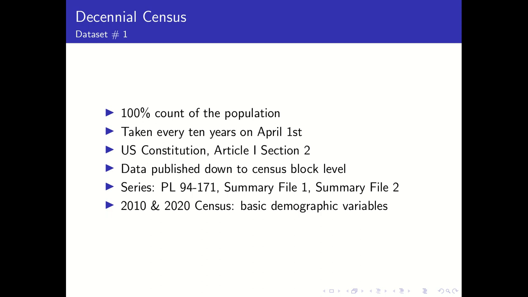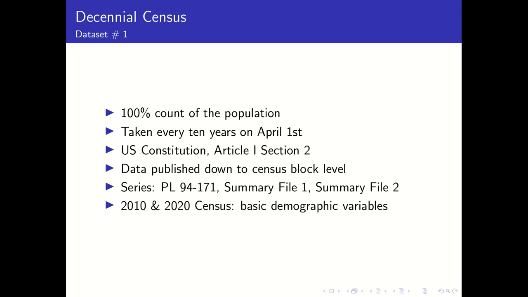This is the original census data set and what most people think of when they hear about the census. It's a 100% count of the population taken every 10 years on April 1st. It's actually written into the US Constitution, Article 1, Section 2. The data in the decennial census is published down to the census block level, and census blocks are the smallest possible geographies that you can get data for. They're basically somewhat analogous to city blocks.